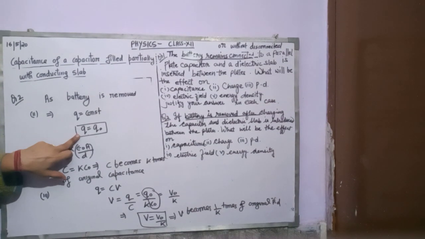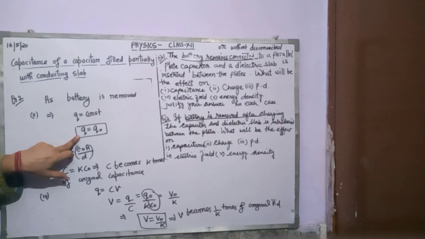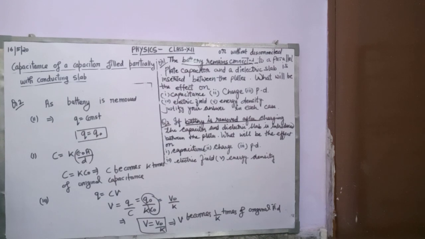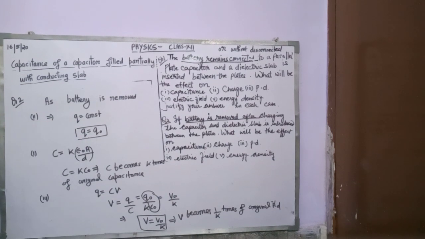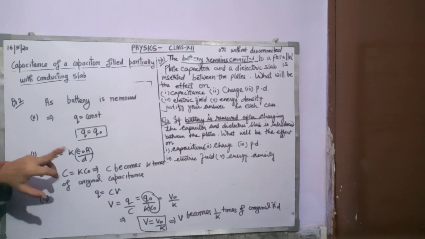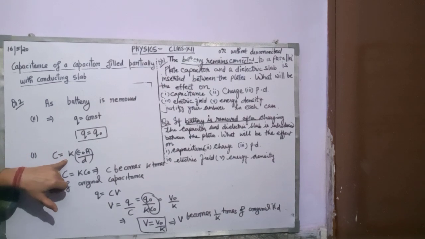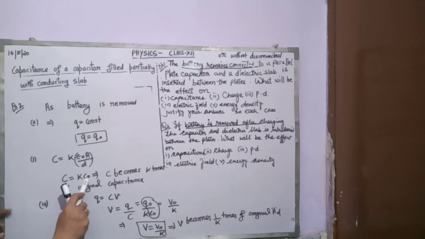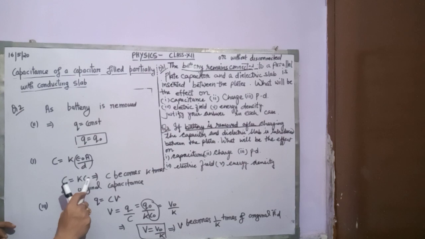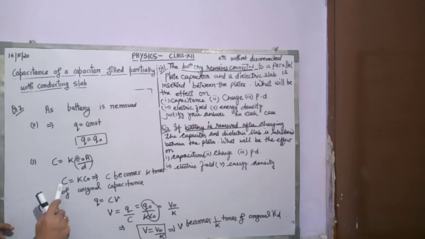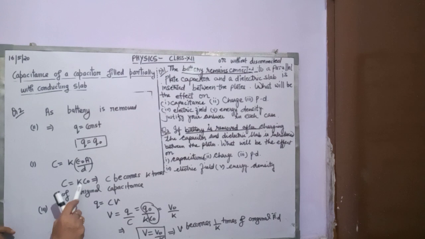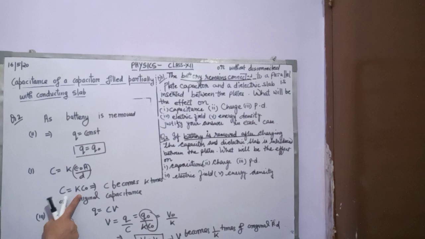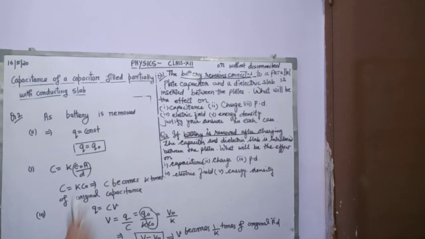Q is the charge when dielectric slab is inserted between the plates, and Q naught is the charge when no dielectric slab is inserted. In this case, both charges are the same. Now the first part is about capacitance. Then C is equal to K epsilon naught A upon D, and what is its value? It is C naught, the capacitance when there is vacuum or free space between the plates. So C is equal to K C naught, and you know the value of K is always greater than 1. Therefore, C becomes how many times? K times of original capacitance.